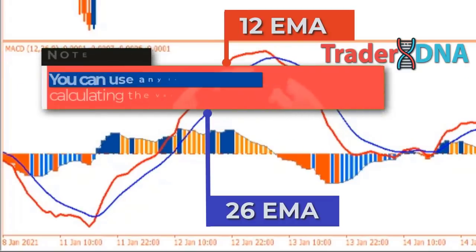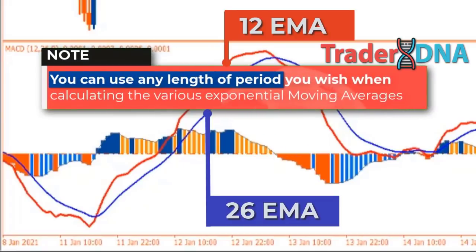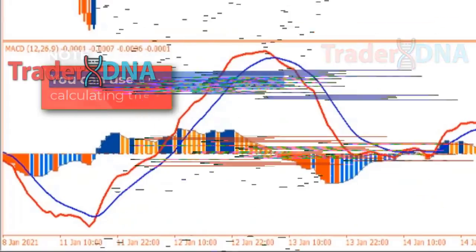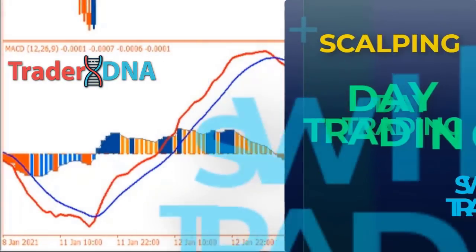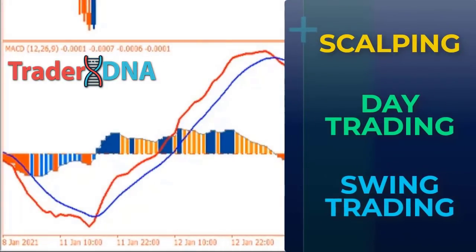You can use any length of period you wish when calculating the various exponential moving averages, although the 12, 26, and 9-period averages are most frequently used. The MACD indicator can be used for scalping, day trading, and swing trading strategies. To understand how the MACD can be used in trading, you first need to know how it works.